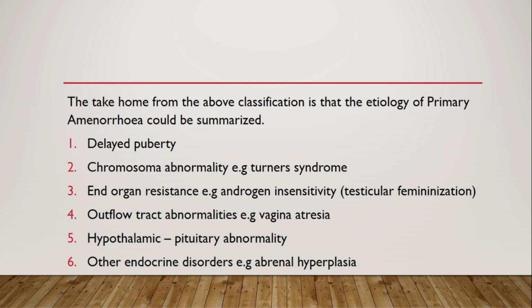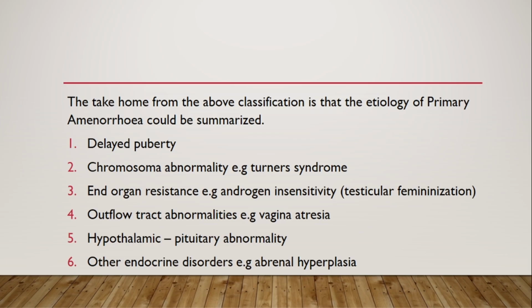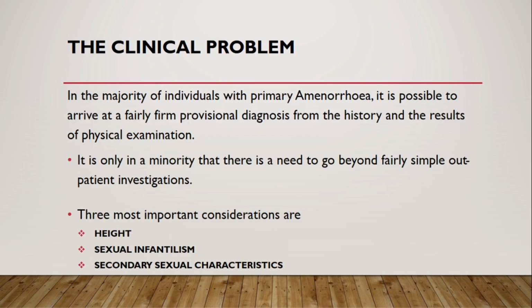Five, hypothalamic pituitary abnormalities, like we have said, the acquired, the irreversible. And then finally, the end organ disorders, for instance, adrenal hyperplasia. So these six categories summarize the entire table as the etiology of primary amenorrhea. One can have delayed puberty, chromosomal abnormalities, problems of end organ resistance, outflow tract abnormalities, and then hypothalamic pituitary ovarian axis and end organ disorders.